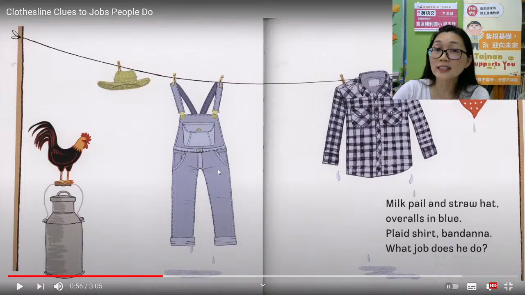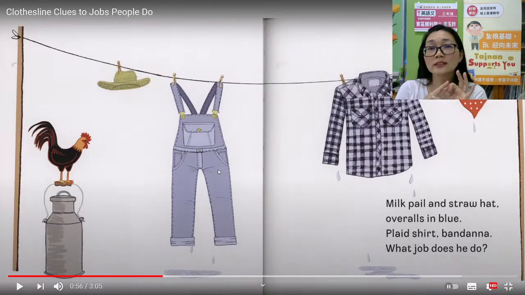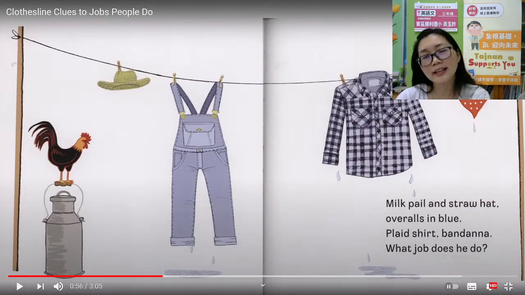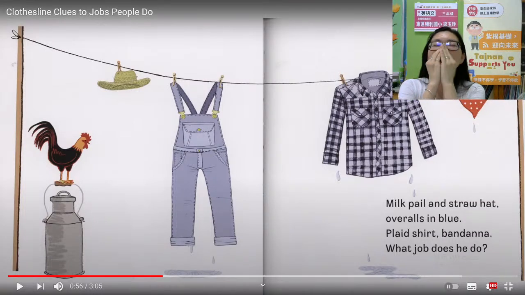Okay, so just like pants, shorts, it needs the S. So overalls in blue. Plaid shirt. Okay, this is the plaid shirt. This kind of patterns. Bandana. So this is the bandana, just like a handkerchief, yeah? So a bandana, when you feel hot, you can wipe the sweat off. Or if you sneeze, cover your mouth. Achoo! Okay, so yeah, that is a bandana.